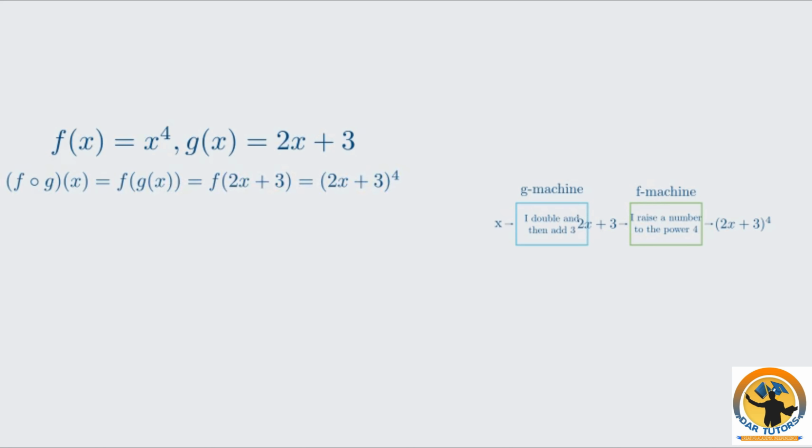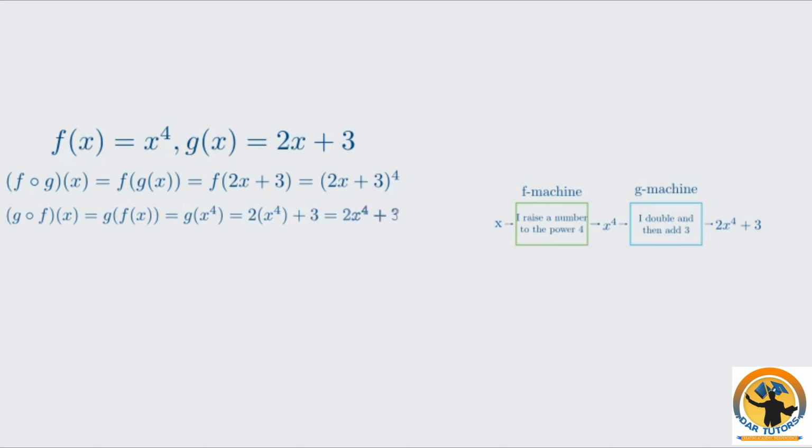It's very important to note that the order matters. F of g of x is generally not the same as g of f of x. Let's find g of f of x. This time we put x into the f machine first, which outputs x to the power of 4. Then we put that into the g machine, which doubles it and adds 3. The final output is 2x to the power of 4 plus 3. Algebraically, g of f of x equals g of x to the power of 4, which equals 2x to the power of 4 plus 3.